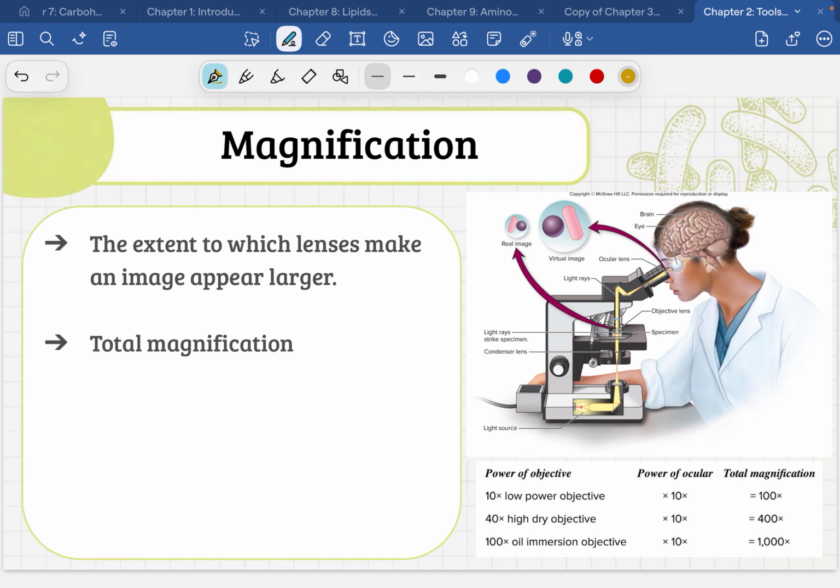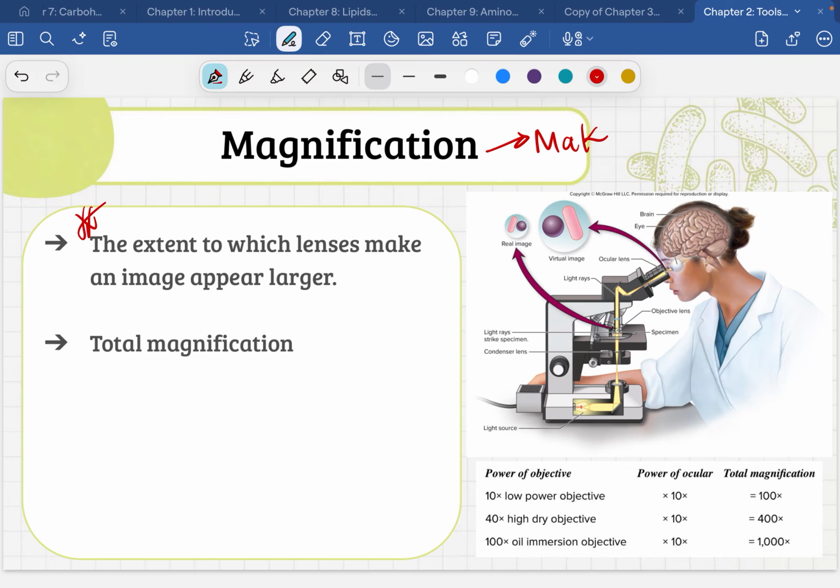Okay. There are a couple of different properties of microscopes that make them useful for visualizing bacteria. The first characteristic is magnification. Basically, they make it bigger. It's the extent to which lenses make an image appear larger.